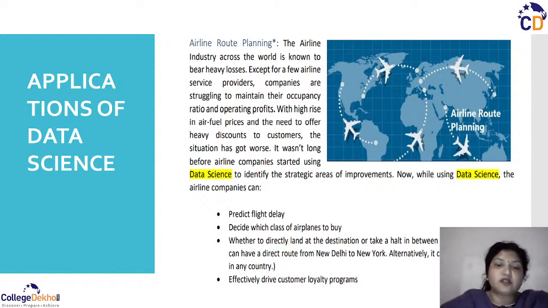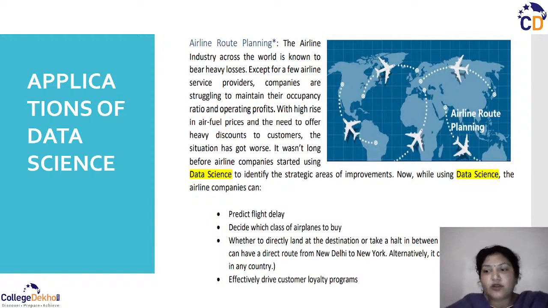So how is it predicting? It is predicting based on the data only. It is identifying the patterns in the data only. So these are some examples of applications of data science. Decide which class of airplane to buy. It depends on your specification and your choices, whether to land directly at the destination or take a halt in between. You may take it. And effectively drive customer loyalty programs. So there are a number of functions, a number of places where you can apply data science.